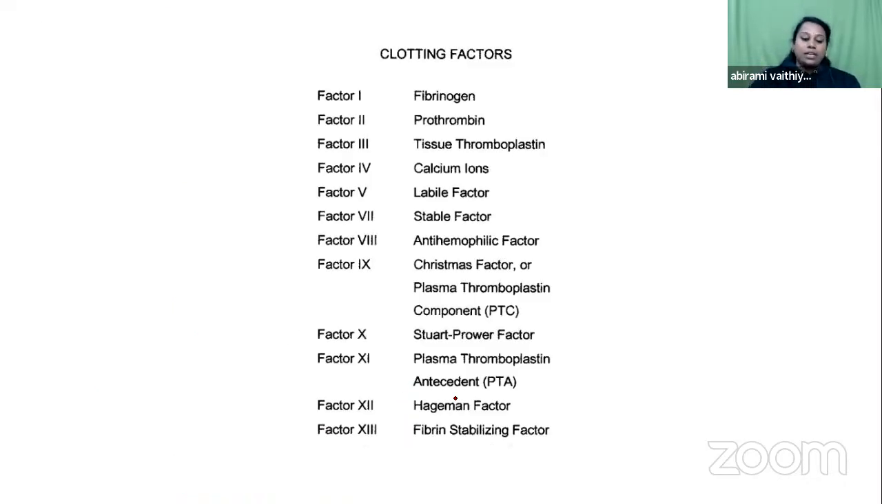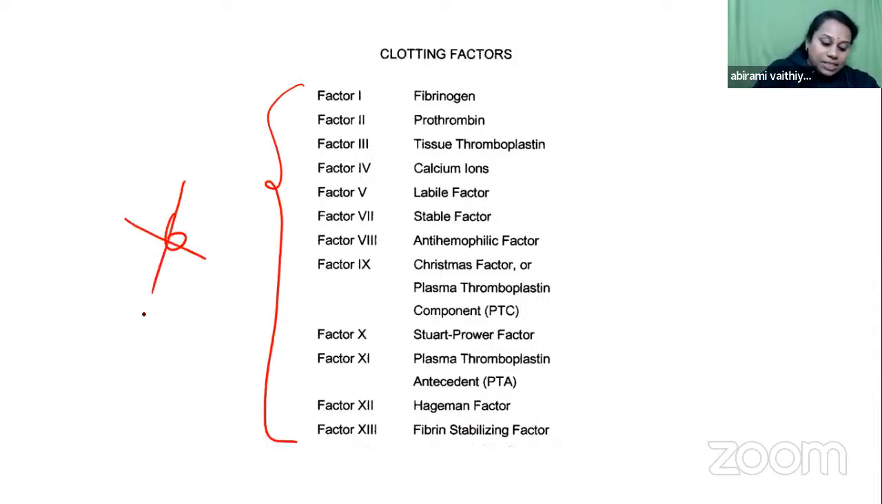So these are the clotting factors that are involved. What are the clotting factors? Factor 1 to factor 13. Only factor 6 is not there. So other than factor 6, you have all other factors. Factor 1 is called fibrinogen. Factor 2 is called prothrombin. Factor 3, tissue thromboplastin. Factor 4, calcium. Factor 5, labile factor. There's no factor 6.